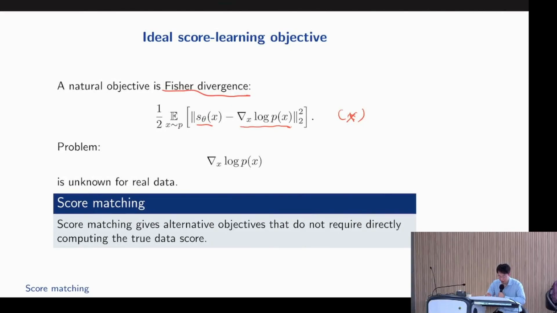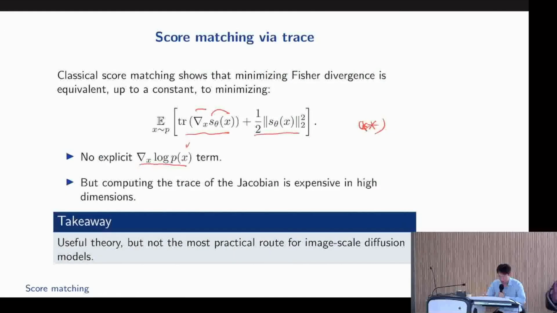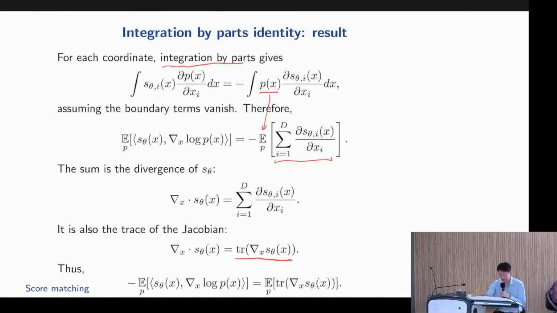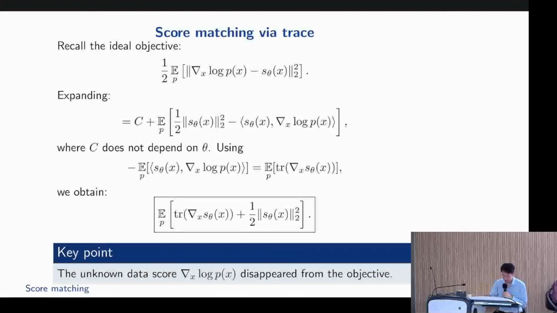From star, we didn't have access to p(x), but double star, up to a constant, is equivalent to minimizing the trace of the Jacobian plus 1/2 the squared norm of the score network. What's nice about it is that this unknown true score disappeared from the equation, but practically computing this is almost infeasible for high dimensional x, because it's of size dimension of x times dimension of x.